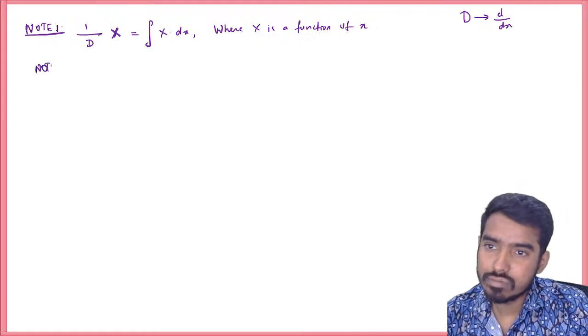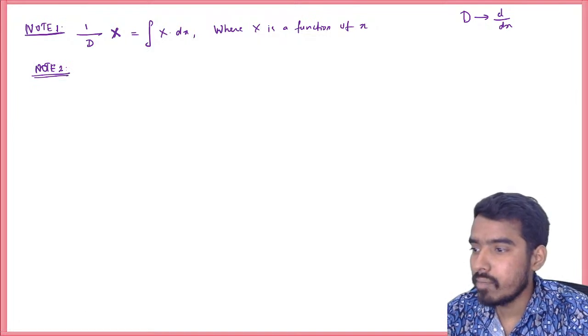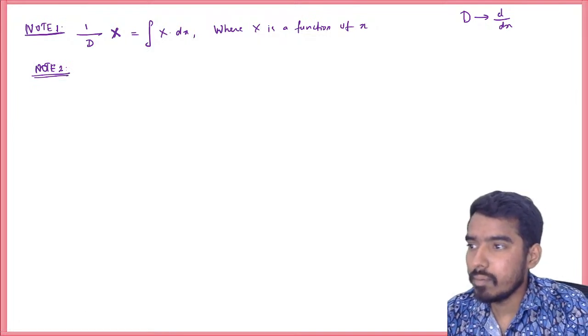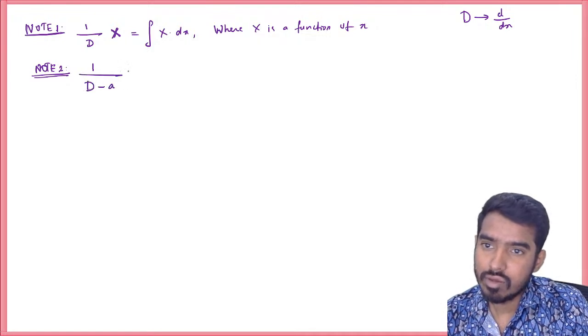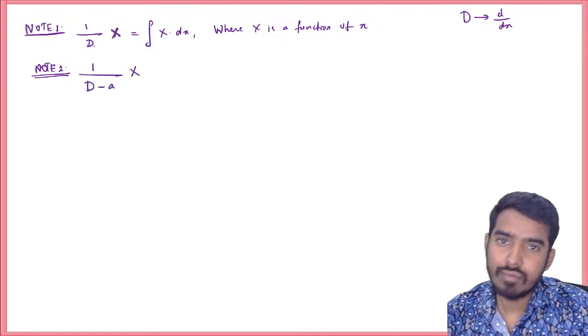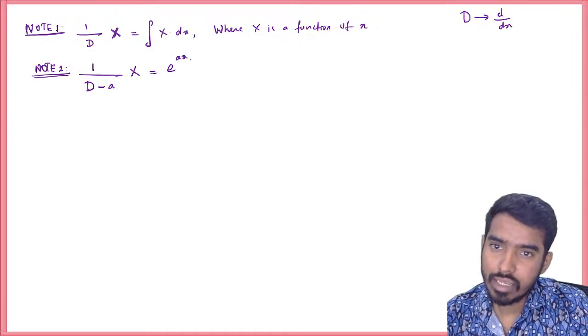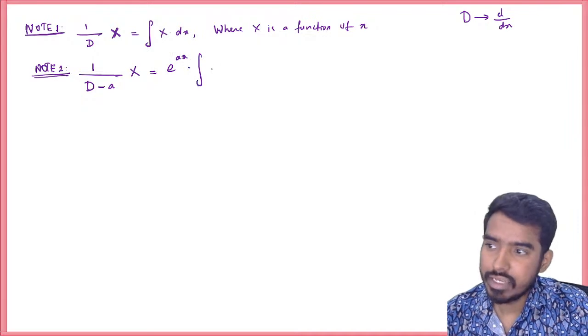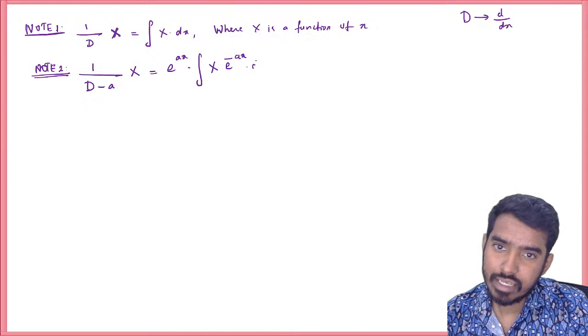Note 2 is 1 by D minus a of capital X. So here we have only D, here we have D minus a. This is e power ax into the integration of capital X into e power minus ax dx, right?